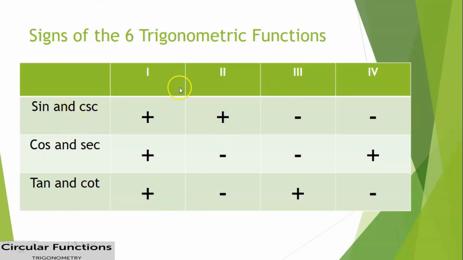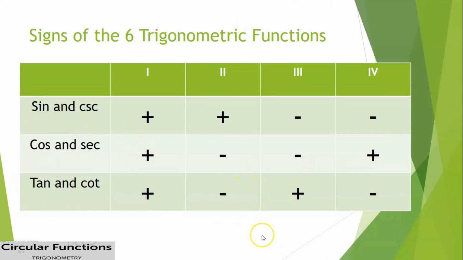Okay, now take note here, the signs of the 6 trigonometric functions. In the first quadrant, everything is positive. So all trigonometric functions are positive in the first quadrant. In the second quadrant, only sine and cosecant are positive, so the rest are negative. In the third quadrant, only tangent and cotangent are positive, so the rest are negative. And in the fourth quadrant, only cosine and secant are positive. So take note of this.